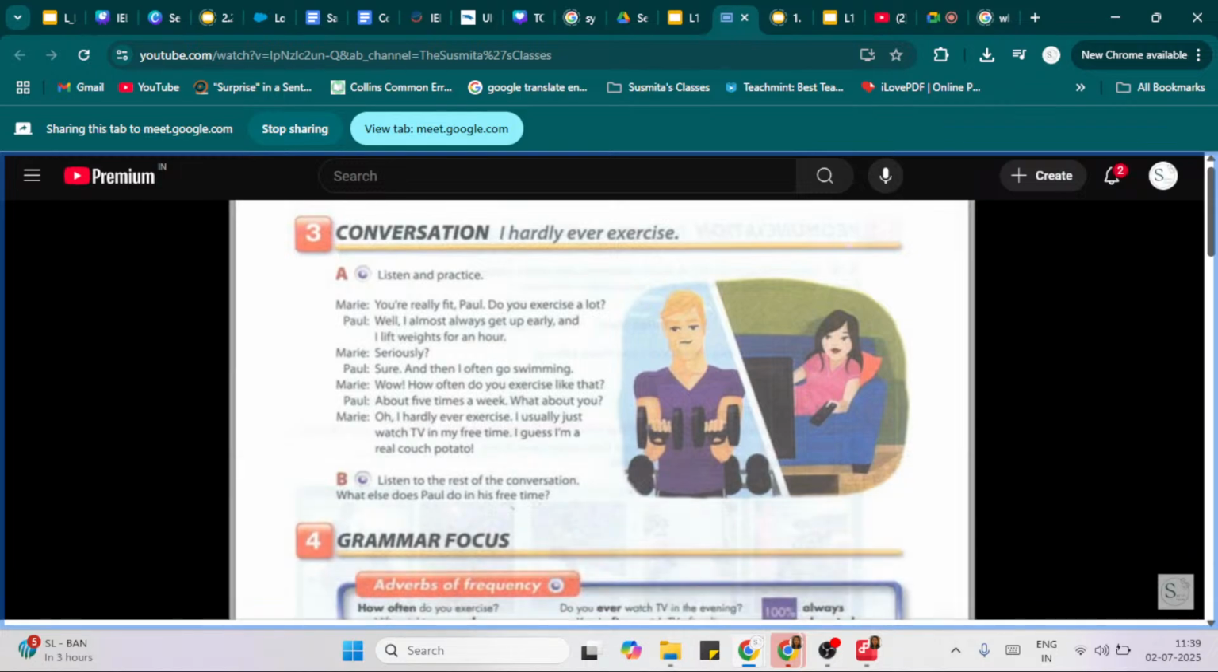Page 37, Exercise 3, Conversation. I hardly ever exercise. Part A, Listen and Practice. You're really fit, Paul. Do you exercise a lot? Well, I almost always get up early, and I lift weights for an hour. Seriously? Sure. And then I often go swimming. Wow. How often do you exercise like that? About 5 times a week. What about you? Oh, I hardly ever exercise. I usually just watch TV in my free time. I guess I'm a real couch potato.